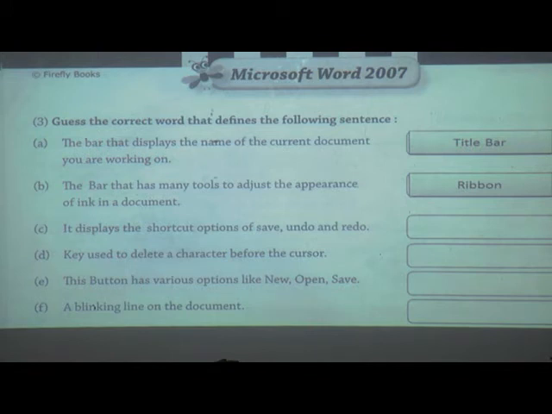Third one, it displays the shortcut options of save, undo and redo. Where can we see the shortcut options of save, undo and redo? We can add also there and we can remove from there. Yes, what is it? Good. Quick access toolbar. Quick access toolbar.